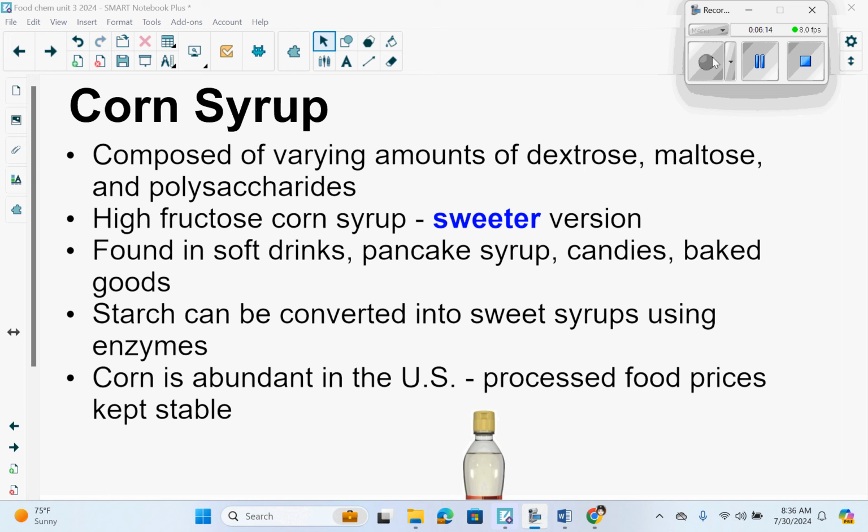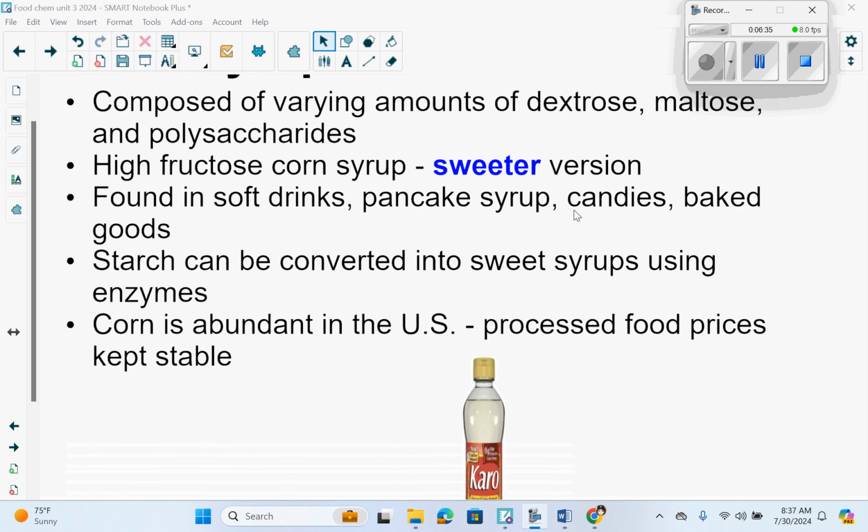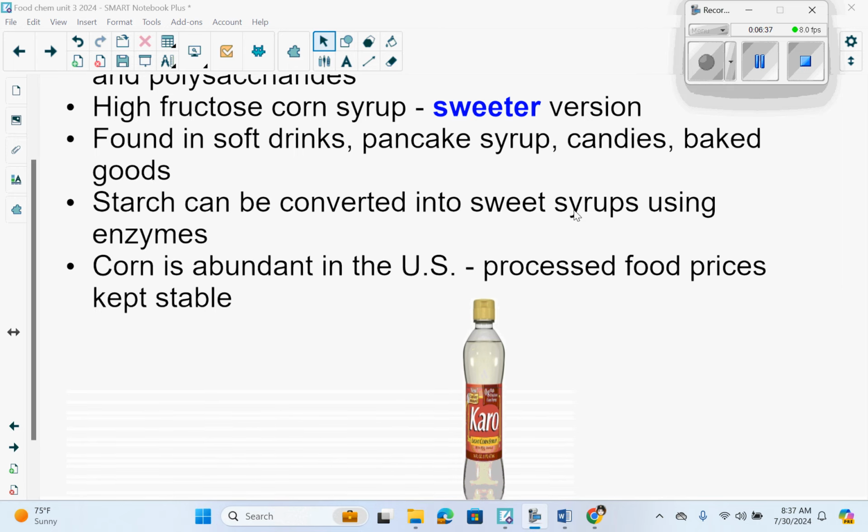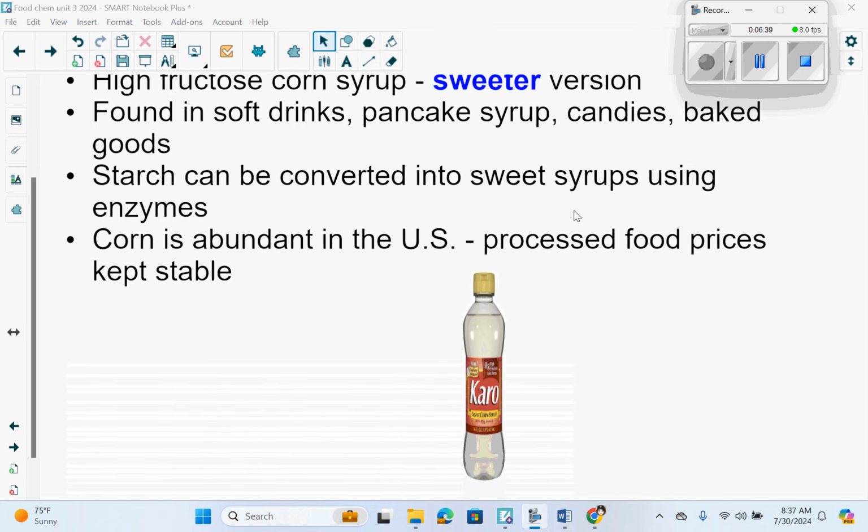Corn syrup is composed of varying amounts of dextrose, maltose, and polysaccharides. High fructose corn syrup is the sweeter version. It's found in soft drinks, pancake syrup, candies, baked goods. Starch can be converted into sweet syrups using enzymes, and corn is quite abundant in the US. Processed food prices are kept stable because of it.